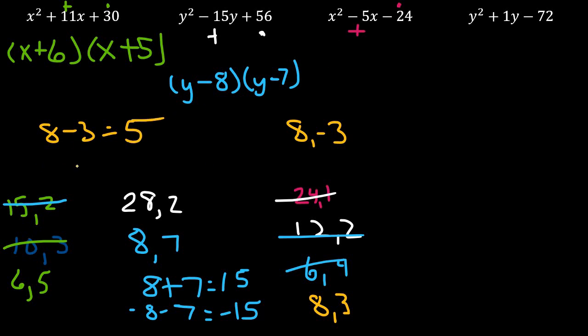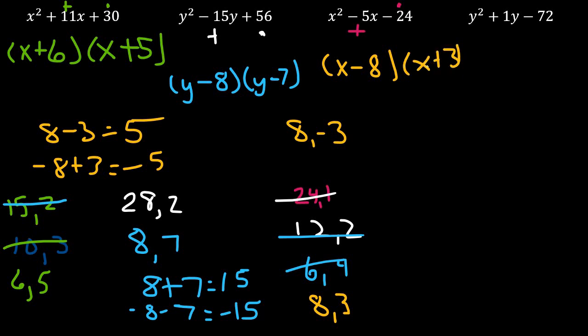So what you have to do is flip the numbers and say, okay, negative 8 and a positive 3. Negative 8 plus 3 is negative 5. That checks out. Negative 8 times 3 is negative 24, and negative 8 plus 3 is negative 5. So that's going to work out, and we're going to have x minus 8 and then x plus 3. Again, we can switch that around and put x plus 3 first. The order won't matter for this.